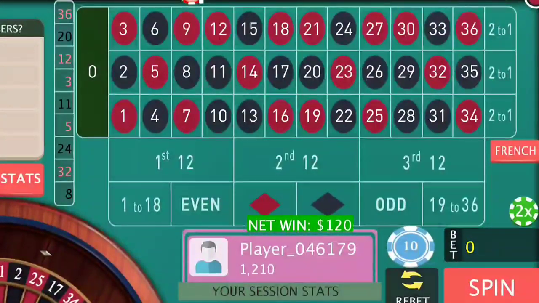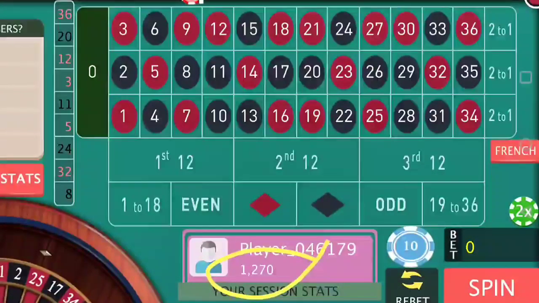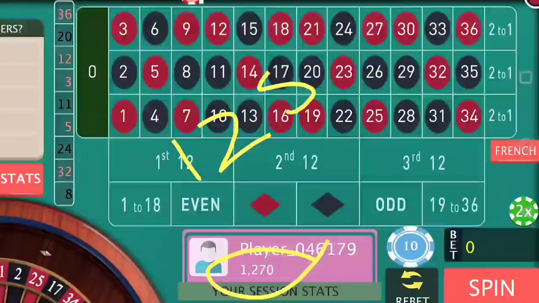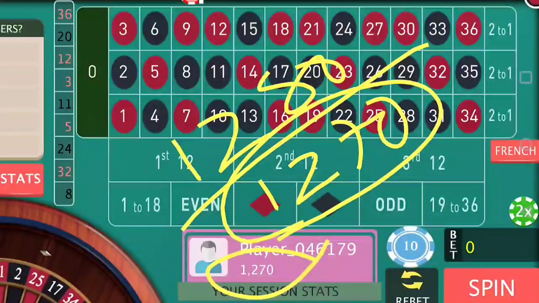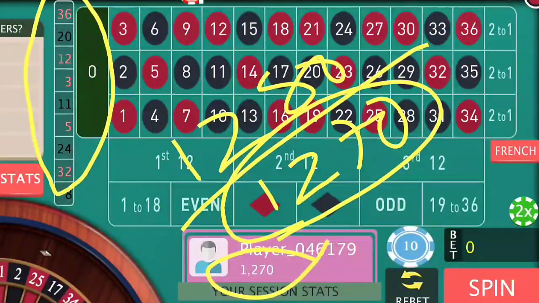Again I win here. Now you can see my target was to make 1,280, but I actually made $1,270, just $10 short of my target. But we have played so many spins with the same bet arrangement. So now I have decided to change the bets according to the last few numbers.